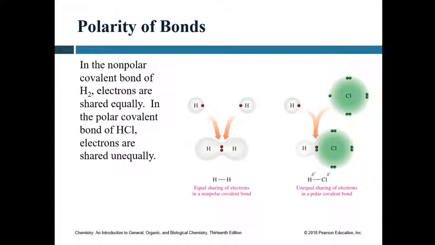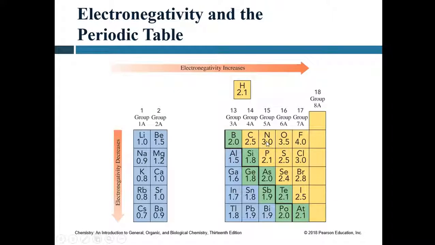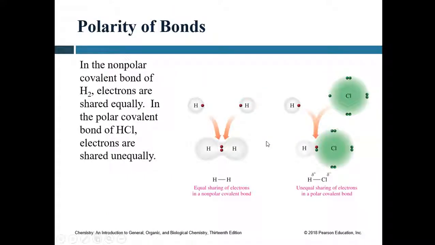Now, we have to have it be not equal enough in order to identify it as polar. So let's figure that out. Now, a nonpolar covalent bond occurs between the nonmetals, obviously. It's equal or almost equal sharing of electrons by the two of them, and it has a very small electronegative difference. So if you had a nitrogen to nitrogen, well, you look on the bonding chart. Let's go back here, nitrogen 3.0 to 3.0.